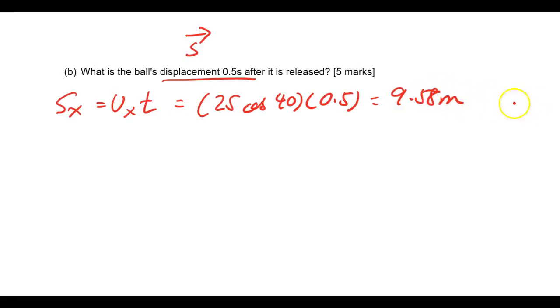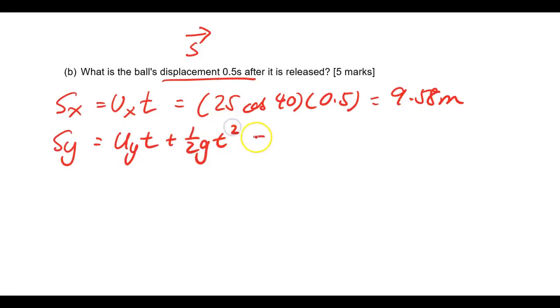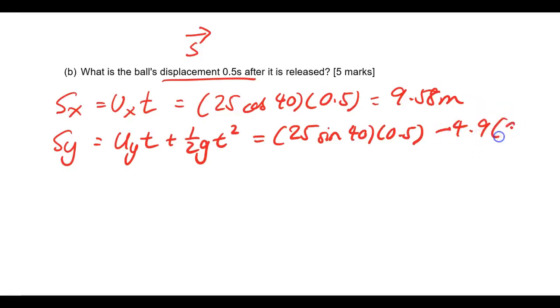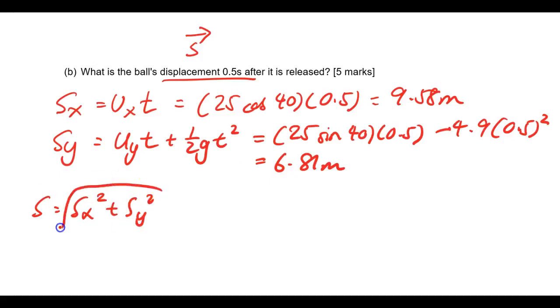Of course, it's horizontal, I can assume to the right. And how about Sy? You have to find that out as well by using the same formula, but with the time changed to half a second. It's 25 sine of 40, 0.5, and in the end still minus 4.9, 0.5 squared. This value here happened to be 6.81 meter, and you have to combine them using Pythagoras theorem. Sx squared plus Sy squared, take the surd. I'll leave it for you to figure it out.